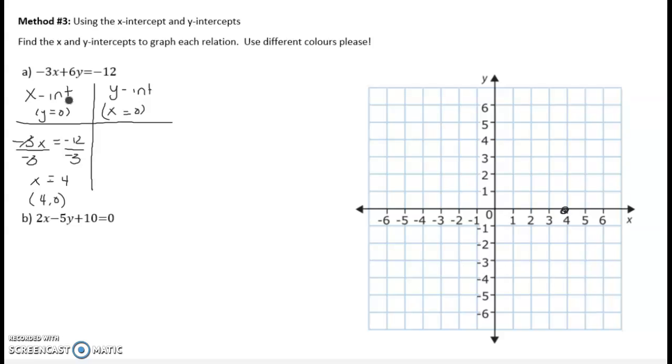Put a dot. The second one, for y-intercept, we're going to set x to 0. So negative 3 times 0 is 0. So we just have 6y equals negative 12. Now to solve for y, you have to divide by the number in front. If you do it on one side, you do it to the other. 6 divided by 6 is 1. So we have 1y. And then negative 12 divided by 6 gives me negative 2. So x is 0, y is negative 2. So let's put this dot.